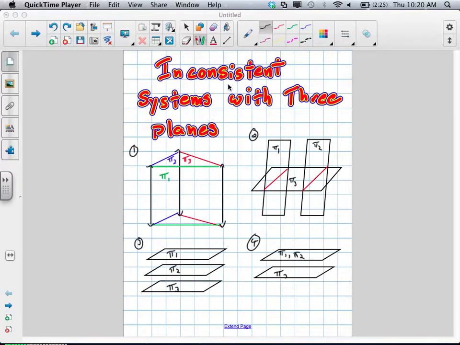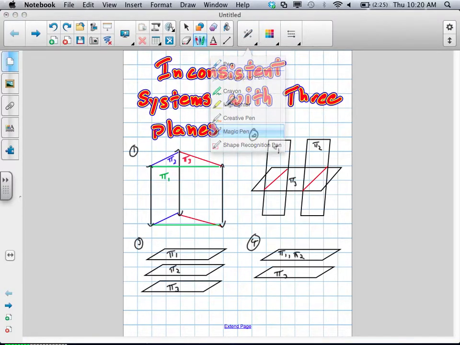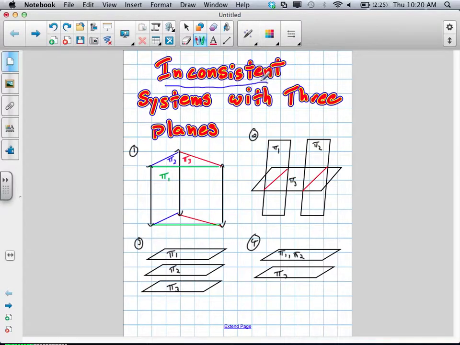Okay, so we have 4 cases for inconsistent systems. And what that means is 3 planes that aren't all meeting at the same spot. Yesterday we talked about 3 planes where they all met at the same spot, kind of like the spine of a book. You can draw it like this, maybe. And they all met here at a line.